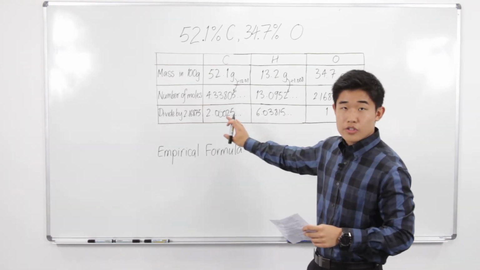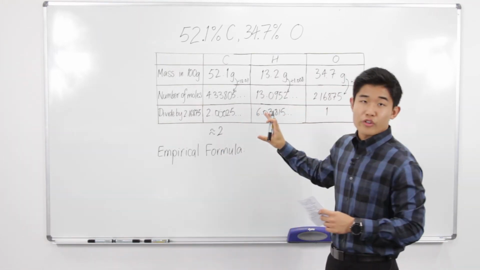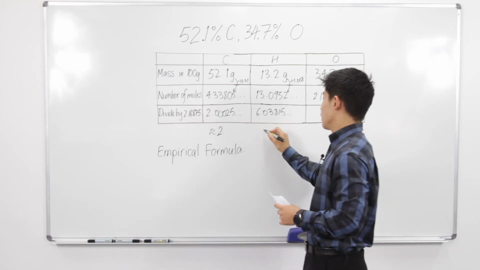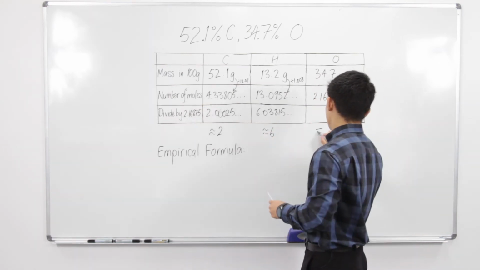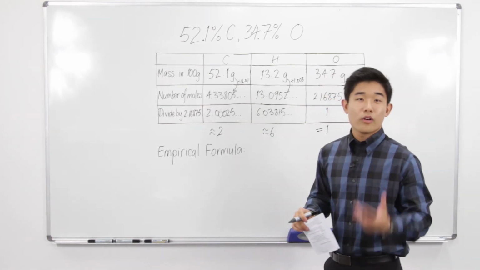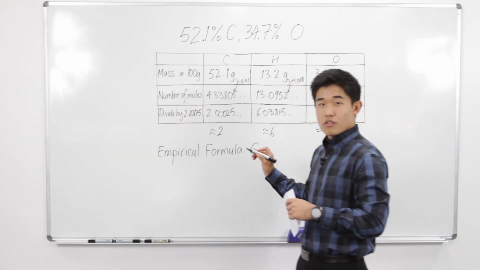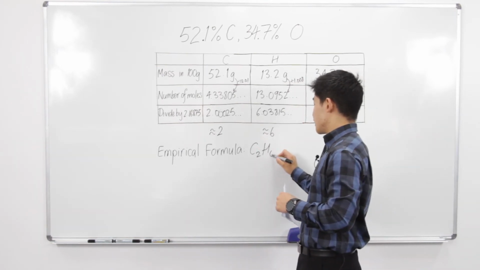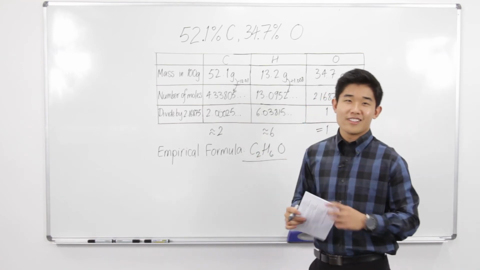So this number here is very close to 2. 6.038 is very close to 6, and 1 is 1. So therefore, we can say that the empirical formula of this compound is C2H6O, and that is our final answer.